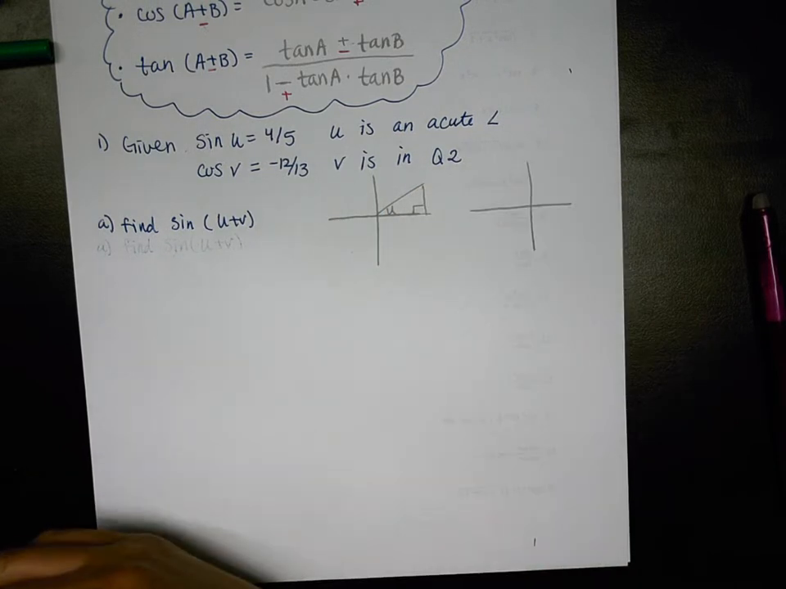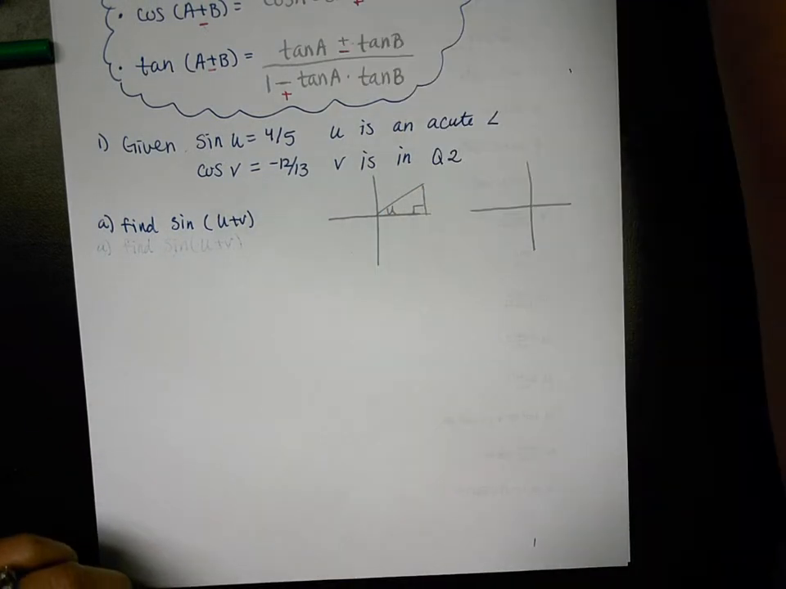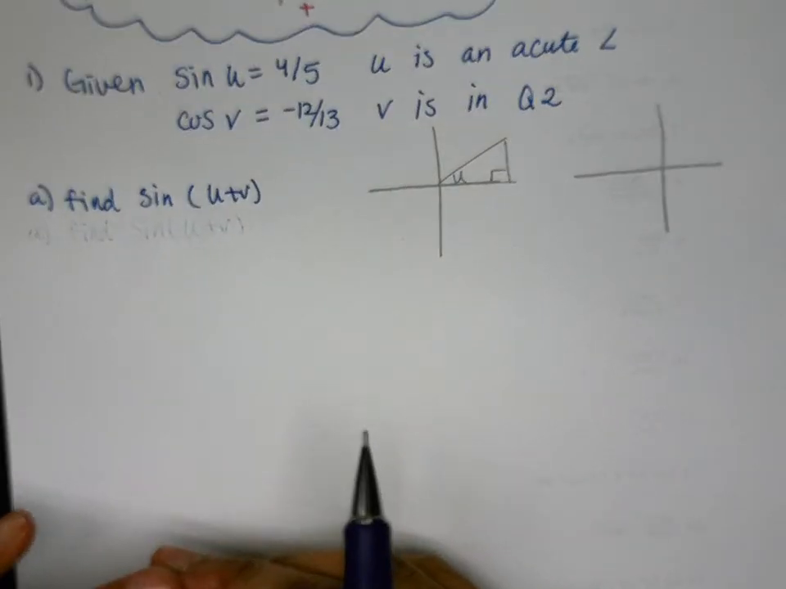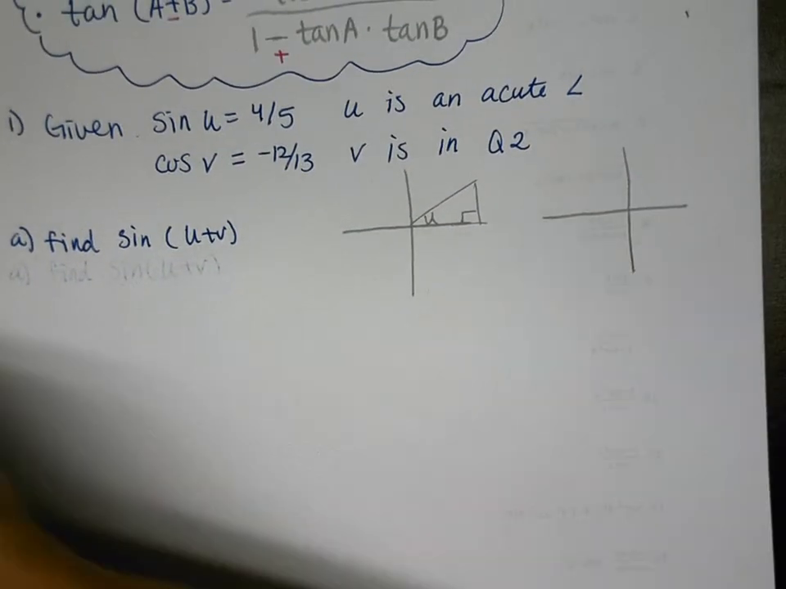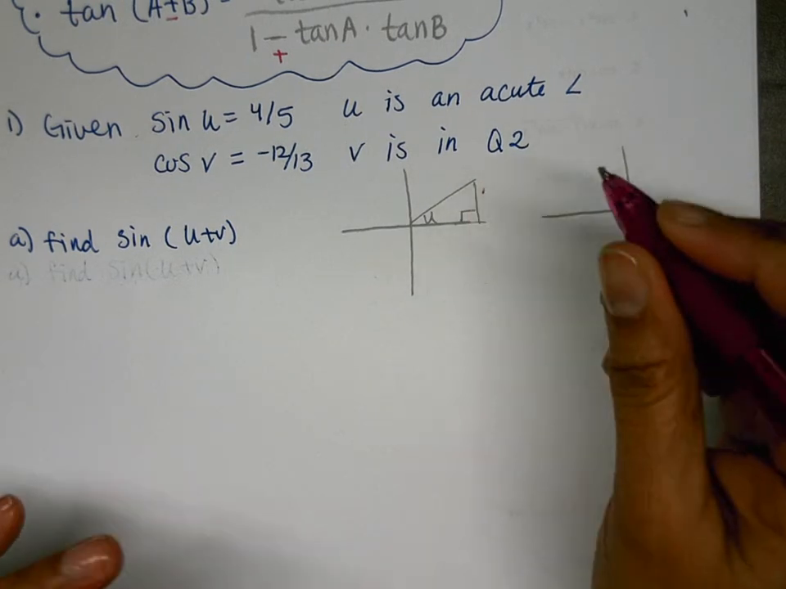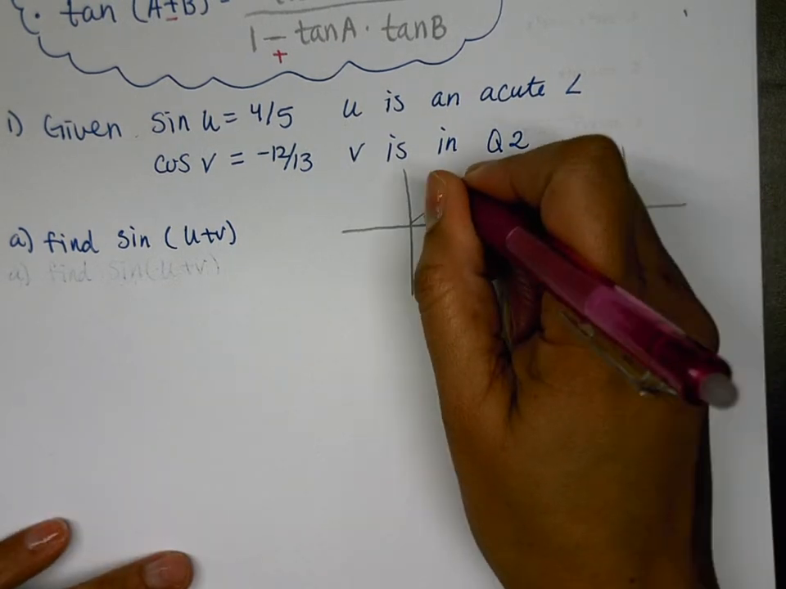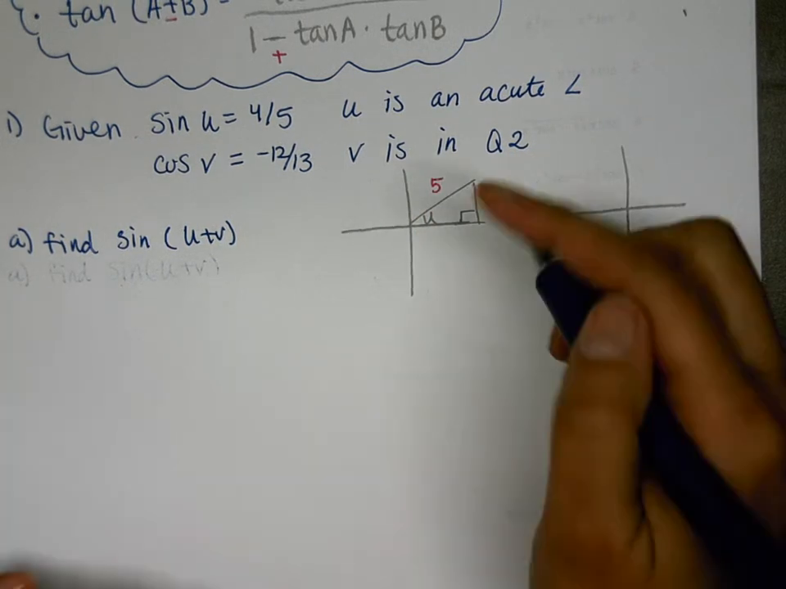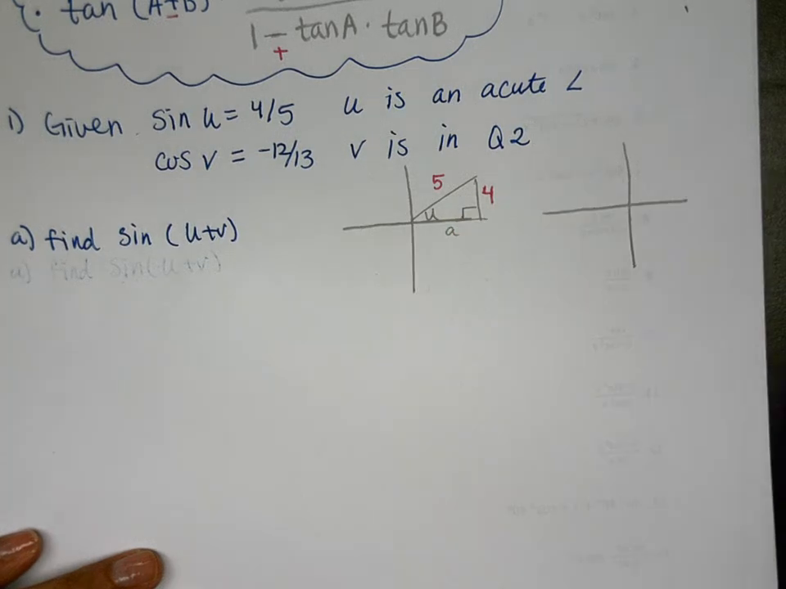And you do have to have your SOHCAHTOA mastered. Sine is opposite over hypotenuse. So I'm going to write that as opposite over hypotenuse. 4 over 5. Opposite over hypotenuse. This is my A value.